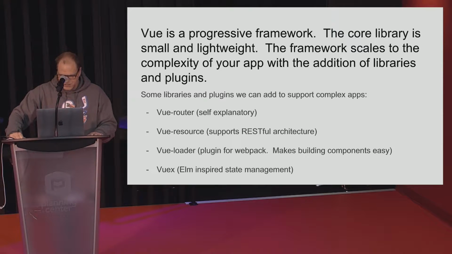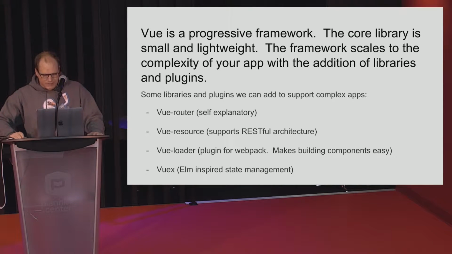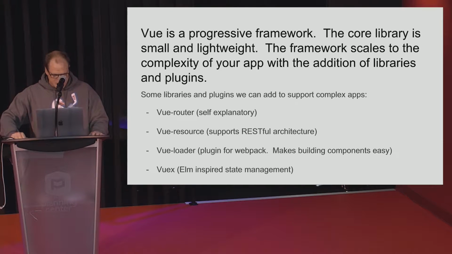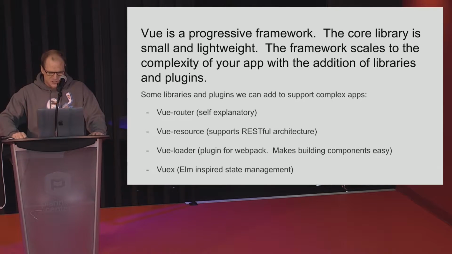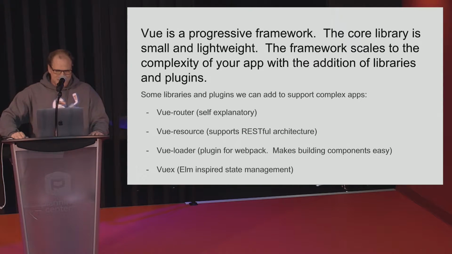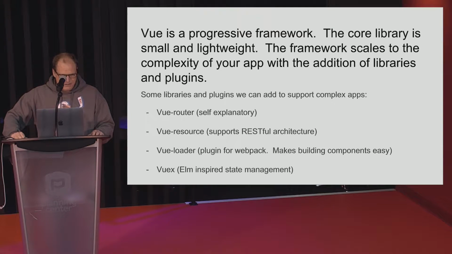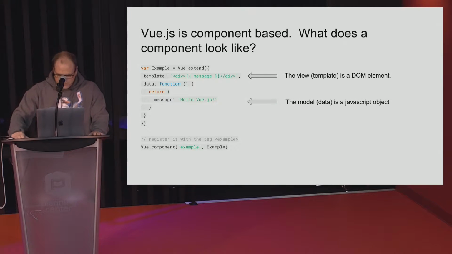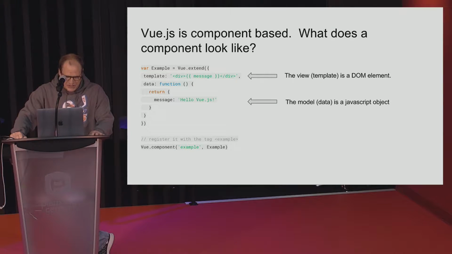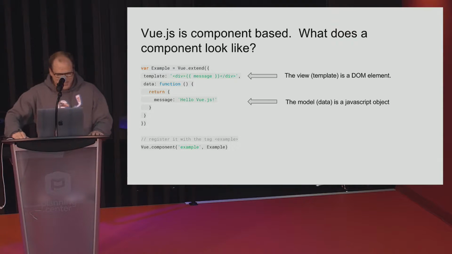A few examples: Vue router, I think we all know what a router is. Vue resource is a plugin, or a library, that helps you support RESTful architecture. So if you want to pull data off a server or write to a server, you can use Vue resource. Vue loader is a plugin for Webpack. I'm a huge fan of Vue loader. It makes building Vue components super easy. And then Vuex is a library for helping you to manage state, similar to Elm or Redux.